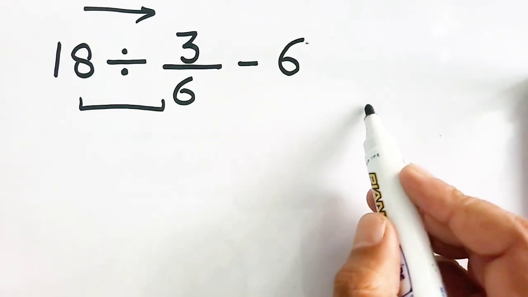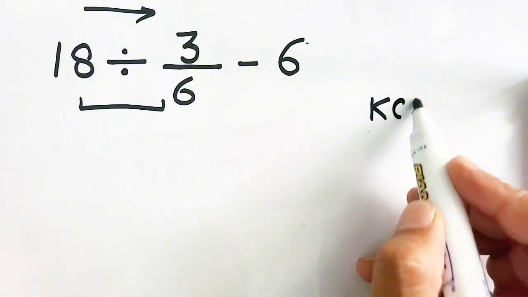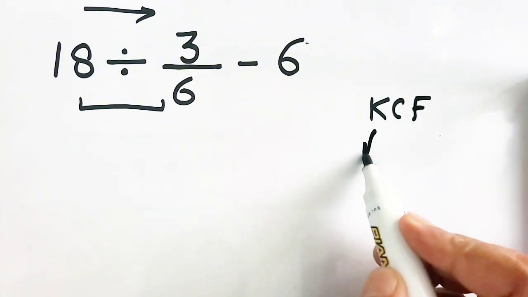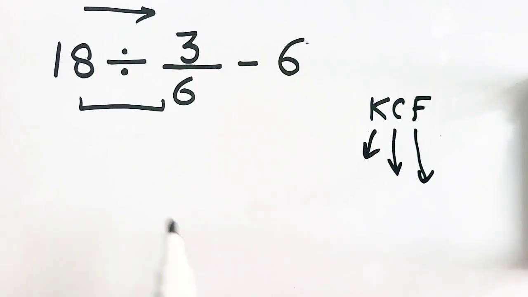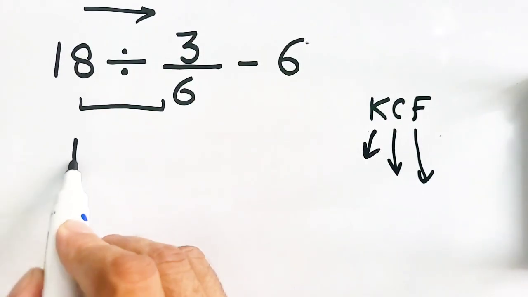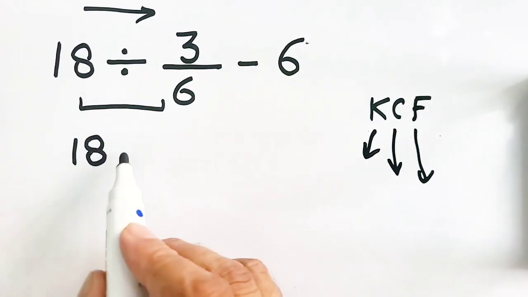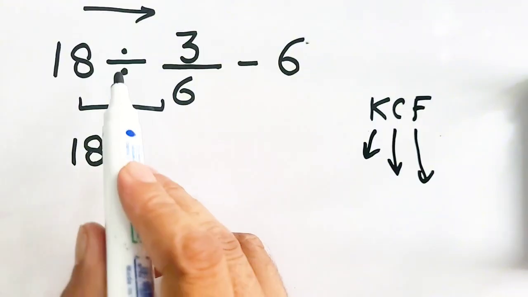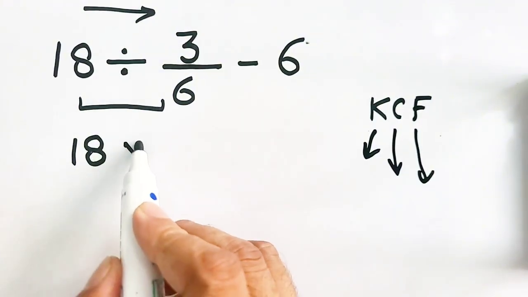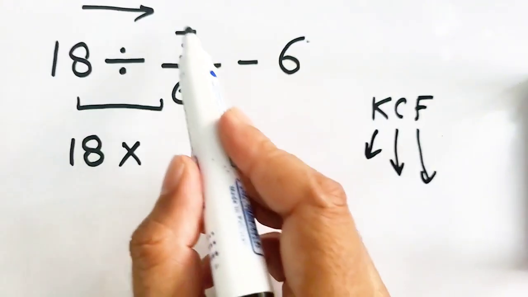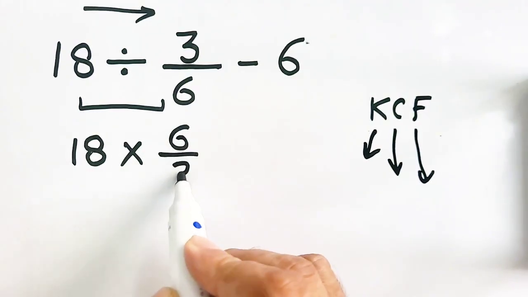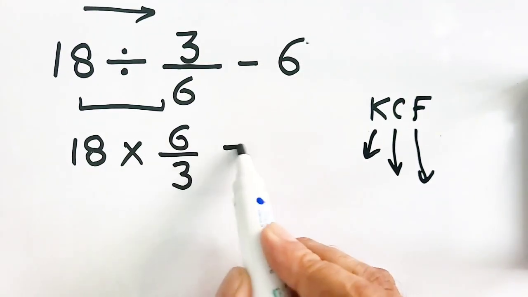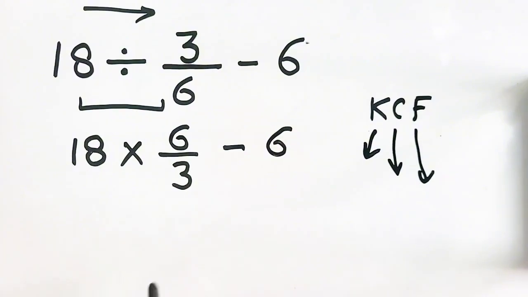You have heard about the KCF rule. K means keep, C means change, F means flip. So keep it, it will remain unchanged. Change it, the divide sign is changed into multiplication, and flip it, it will be 6 by 3 minus 6.